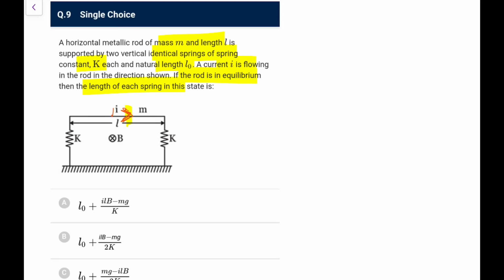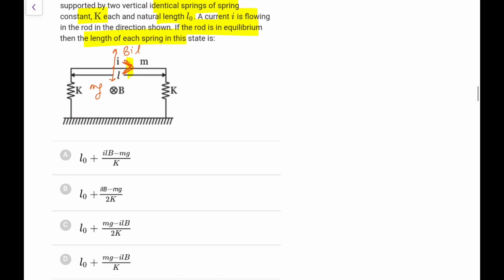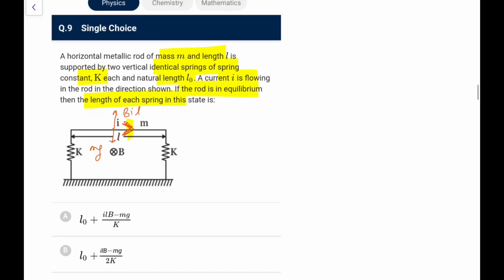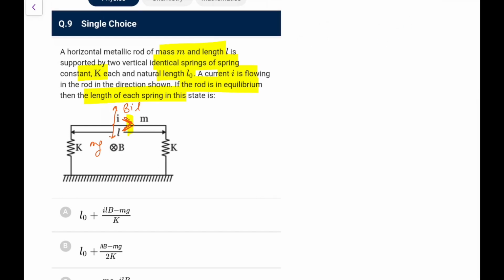If the rod is in equilibrium, what is the length of each spring in this state? The force due to the magnetic field is BIL and the force due to gravity is mg. If BIL is greater and mg is smaller, then the springs will be extended, so the spring force would be downwards. So I was right. The force is 2kx, where x is the extension, so 2kx equals BIL minus mg.